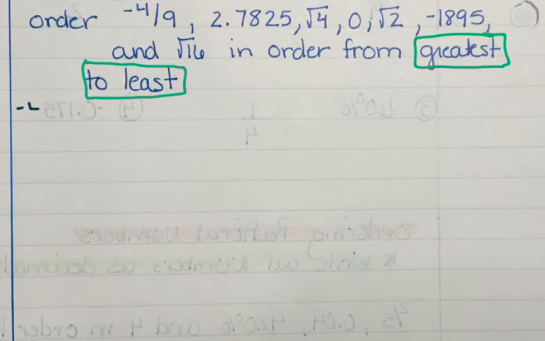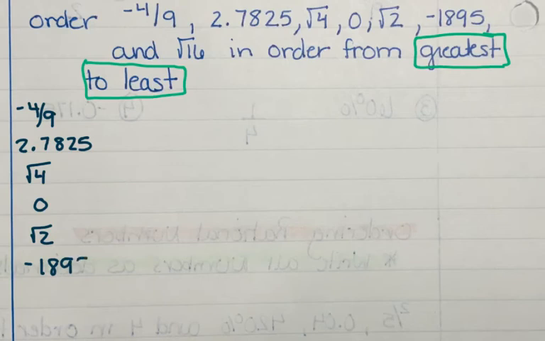And then I'm going to start by writing the numbers vertically. So I've got -4/9, 2 and 7,825 10,000ths, the square root of 4, 0, the square root of 2, -1.895, and then the square root of 16. And I want to convert them all to decimals first.